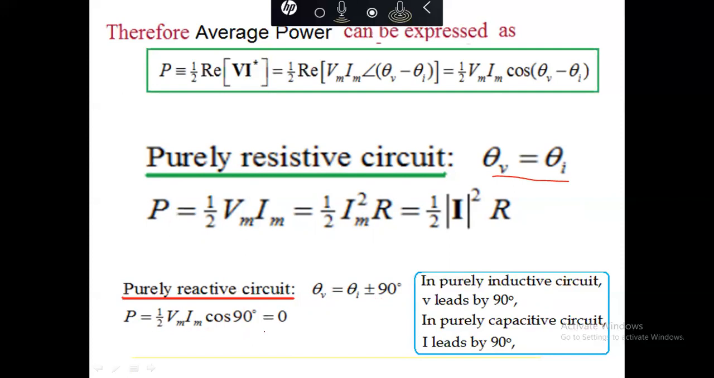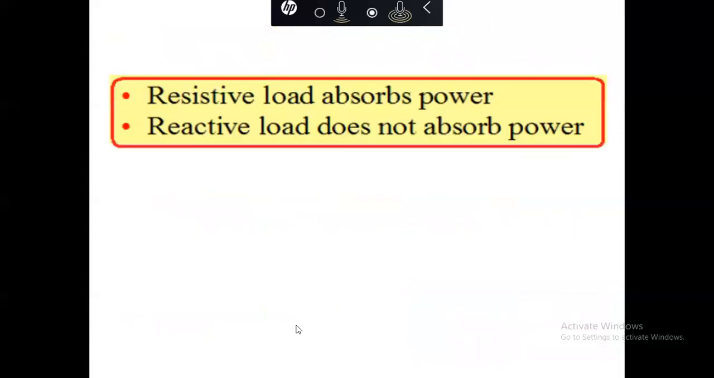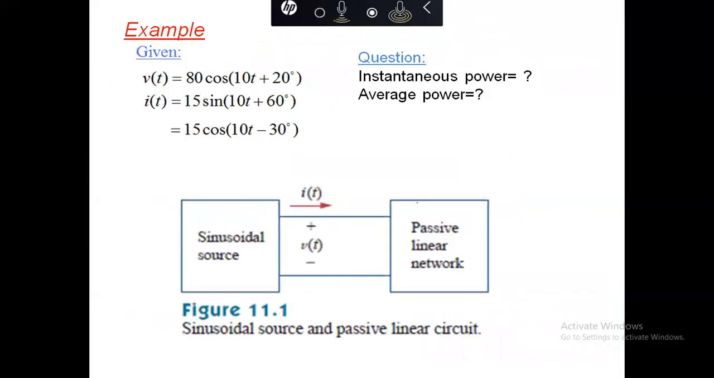Right? So any question up till now? I hope you are clear about it. So you proceed further. So we want to say that a resistive load absorbs power and a reactive load does not absorb power. So that is the important property, and we will see it in an example.